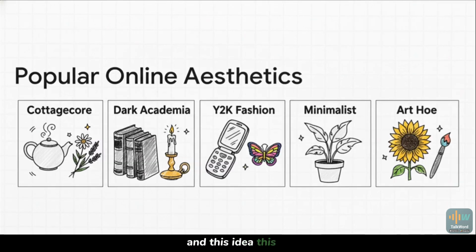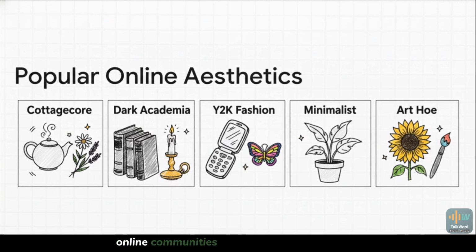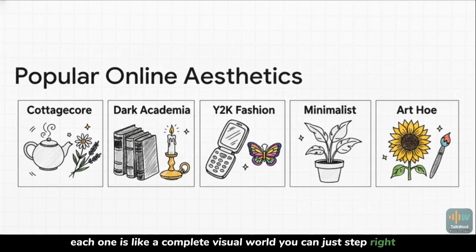And this idea, this shift, it pretty much exploded on visual platforms like Tumblr and Pinterest. And it's led to whole online communities forming around shared styles. You've got Cottagecore, which is all about that cozy, rural, romantic life. Then there's dark academia, with its focus on classic books and old university buildings. The Y2K fashion revival, minimalism, the list goes on and on. Each one is like a complete visual world you can just step right into.